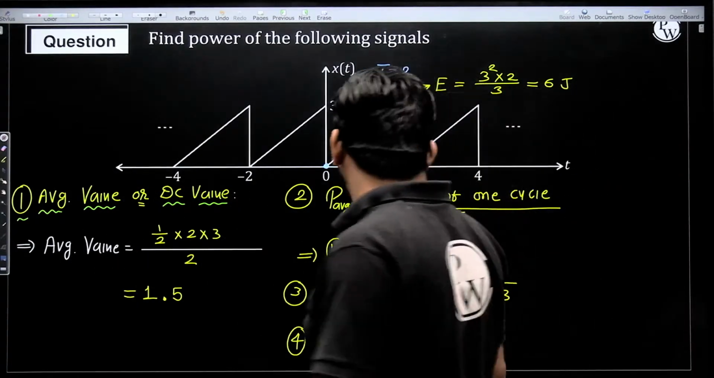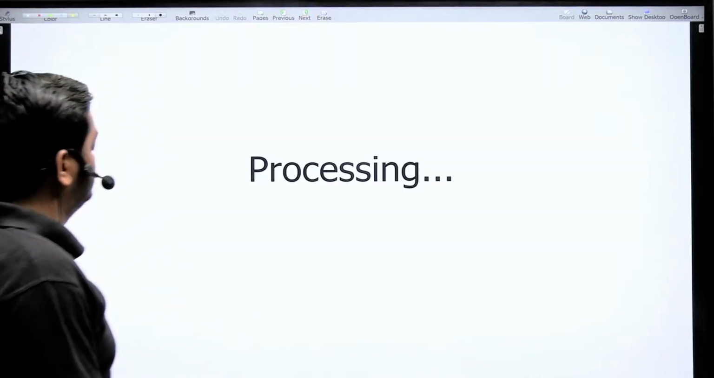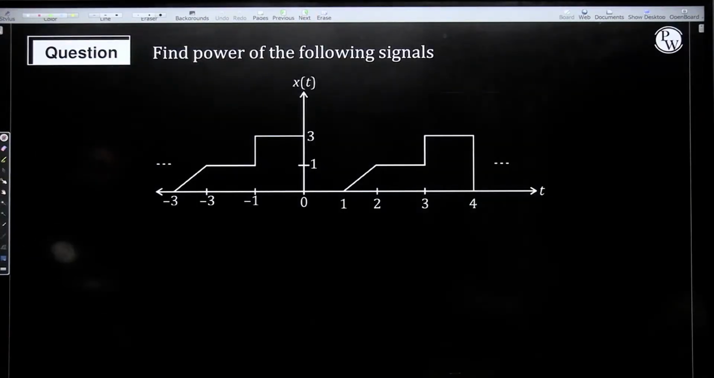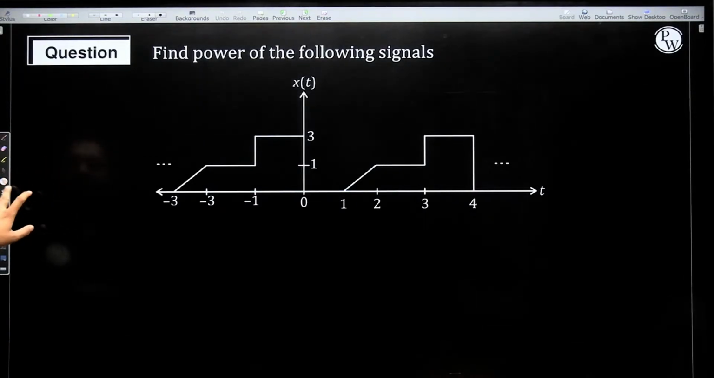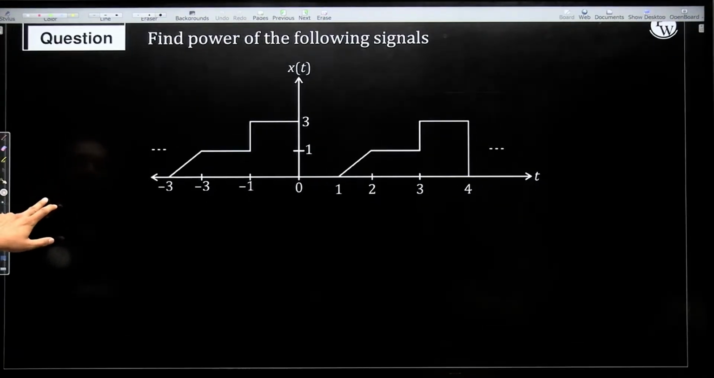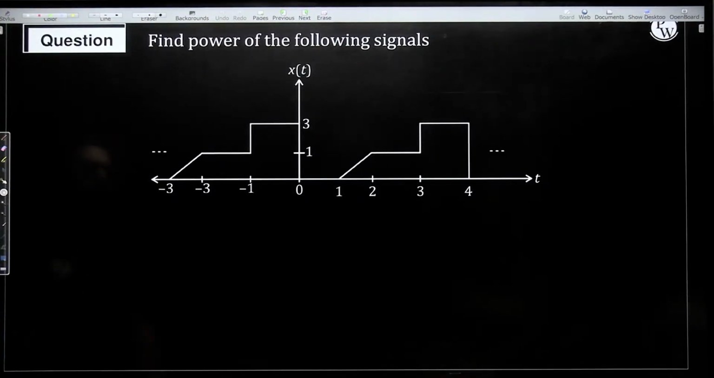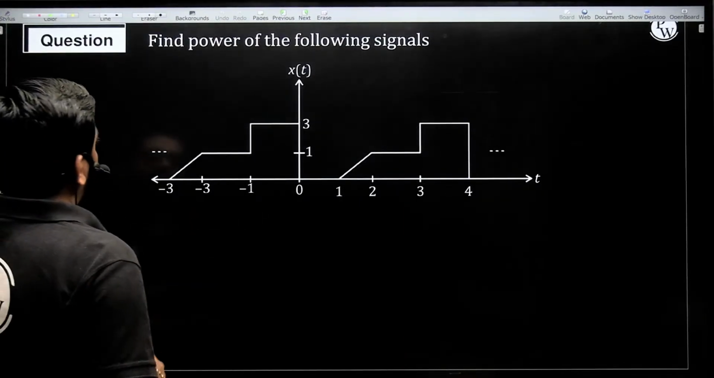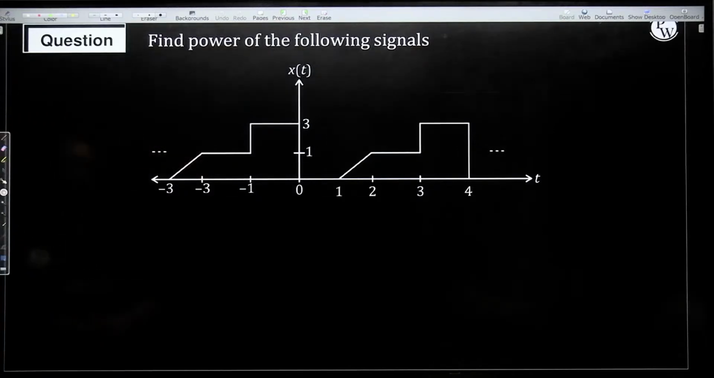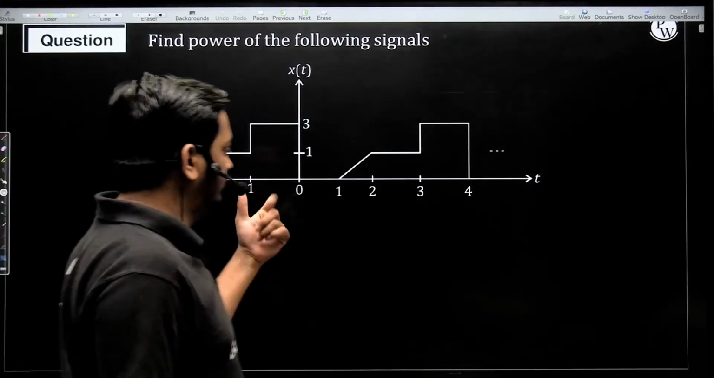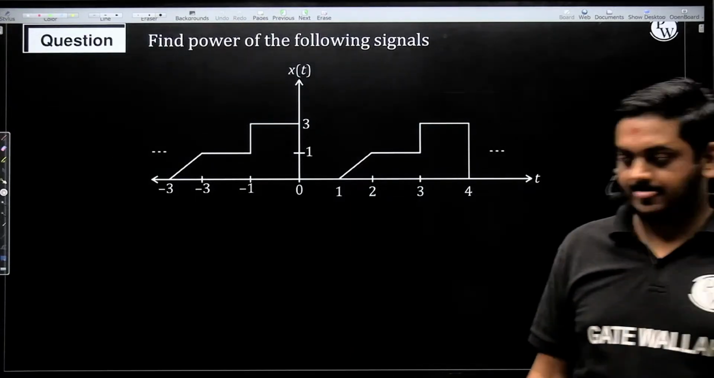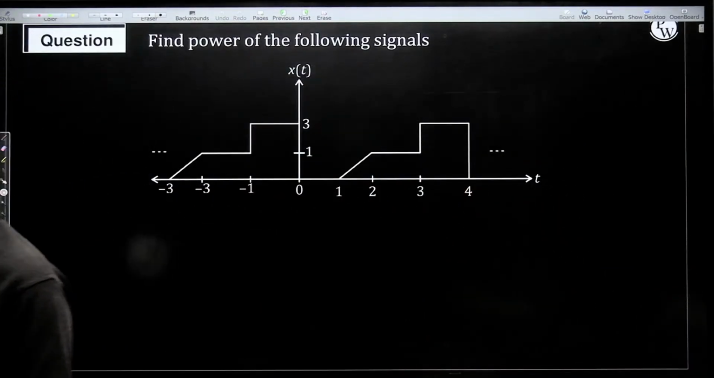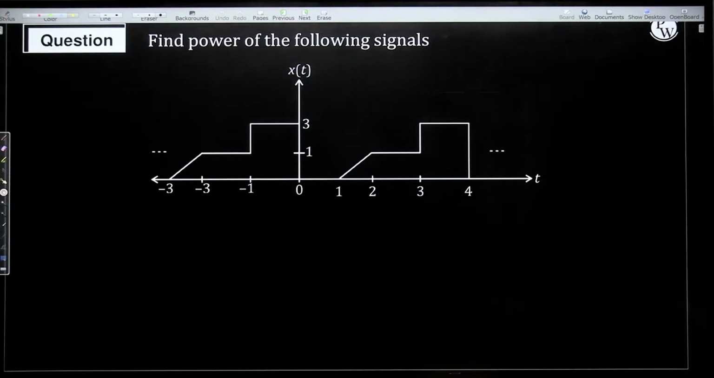Very good. Now next question. Try this one. Already we solved this question, guys. If you can remember, already we completed this question. It's very important. Here, find power of the following signals. The average value will be 0 or non-zero. Tell me in the comment box.